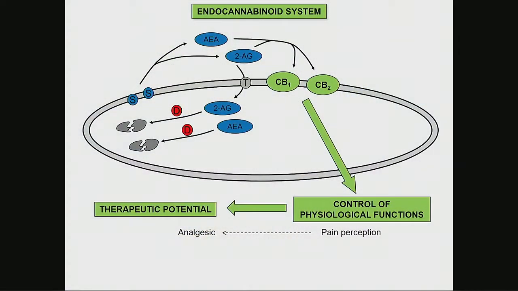For example, pain. And this is just an example. We have cannabinoid receptors and all the machinery that I have just described in the parts of the brain and the spinal cord that control pain perception. And that's why we can use cannabinoids to produce analgesic responses, because we do have targets in the parts of our body that control this physiological response.